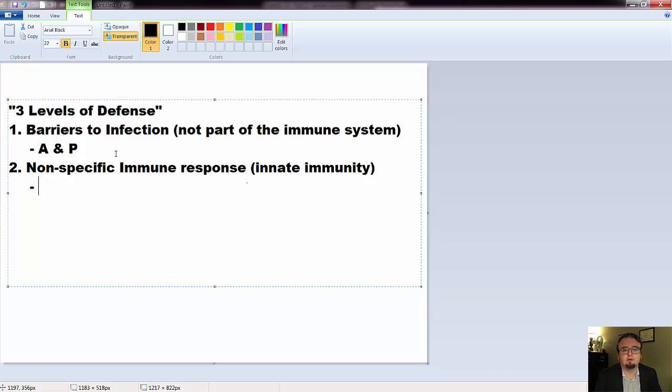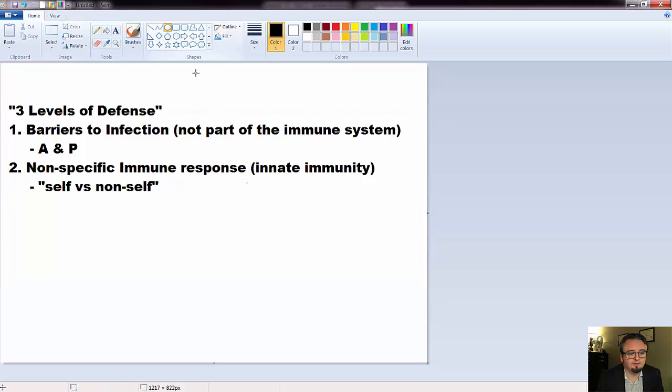And the way it typically works at this level is that the body is responding from a quote-unquote self versus non-self basis. And this is largely based on protein receptors on every cell. Every cell has a series of proteins on the outside of it. Let me just show this here. So here's a cell. And every cell has a variety of little proteins that stick up out of the membrane. And they have a complex three-dimensional shape.